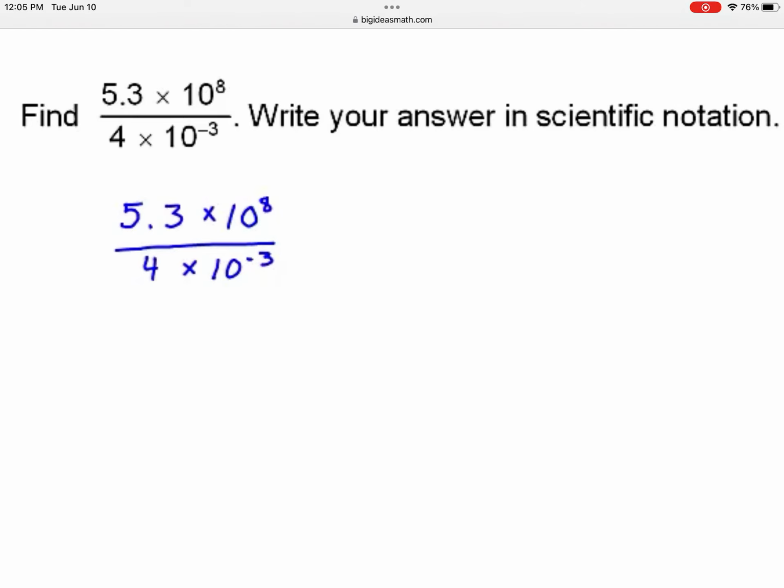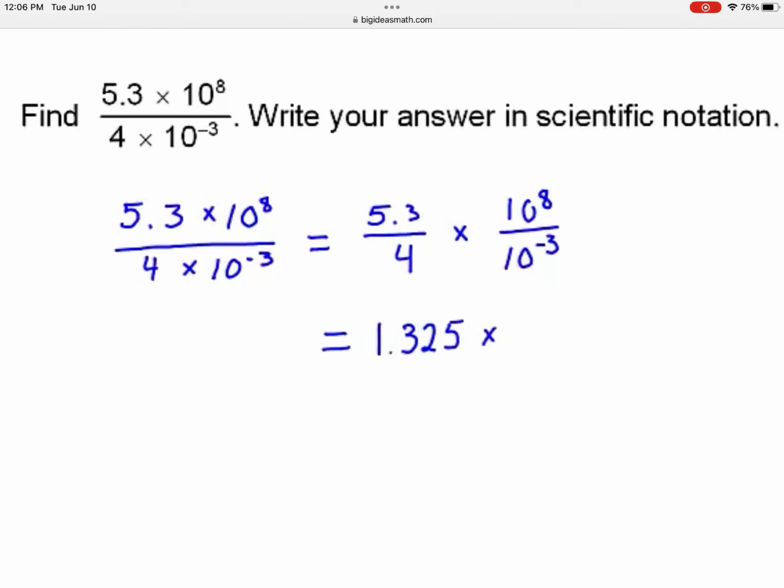Remember, to divide numbers written in scientific notation, divide the factors and powers of 10 separately. To do this, we first need to rewrite the problem as a product of factors. We have 5 3/10 divided by 4 times 10 to the 8th divided by 10 to the -3rd. Now we can start dividing. First divide 5 3/10 by 4. We get 1 325 thousandths.